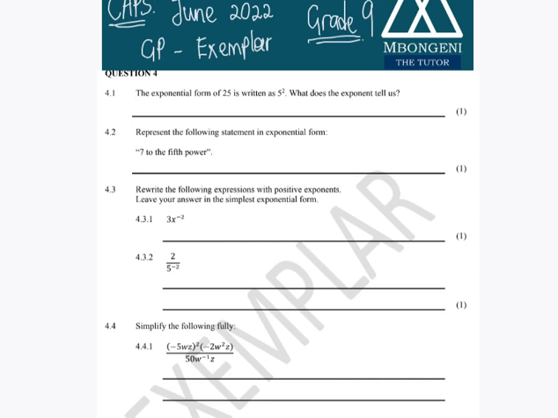So now we're looking at question 4 of June 2022, Gauteng Province Exemplar for grade 9. Remember that this is a CAPS curriculum. So we're doing question 4.